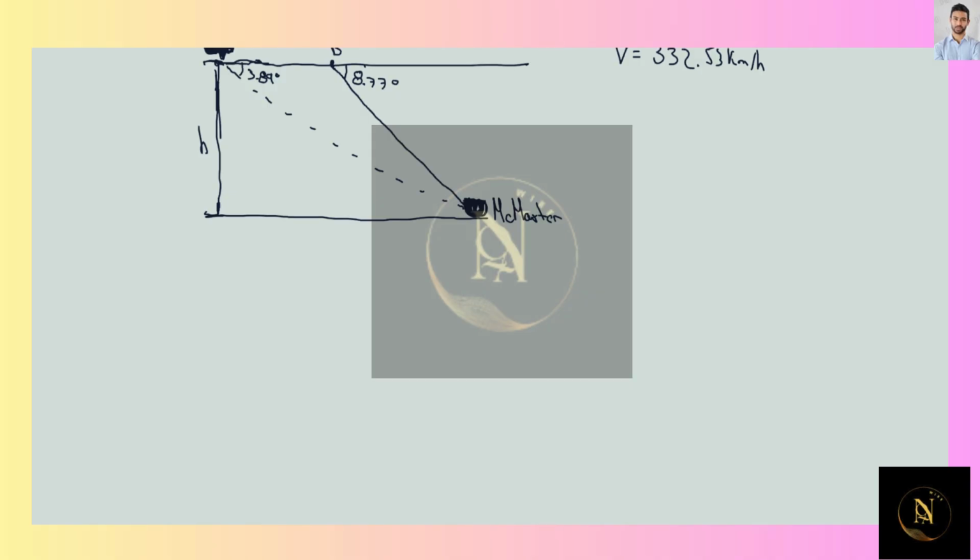Here we're told the plane is flying on a straight horizontal path at a constant speed of 332.53 kilometers per hour, and you see the campus of McMaster University in Hamilton at an angle of 3.89 degrees below the horizontal, and then after 4.55 minutes passed, the pilot sees the campus at an angle of 8.70 degrees below the horizontal. With this information, we want to know what is the height at which the plane is flying above the ground.